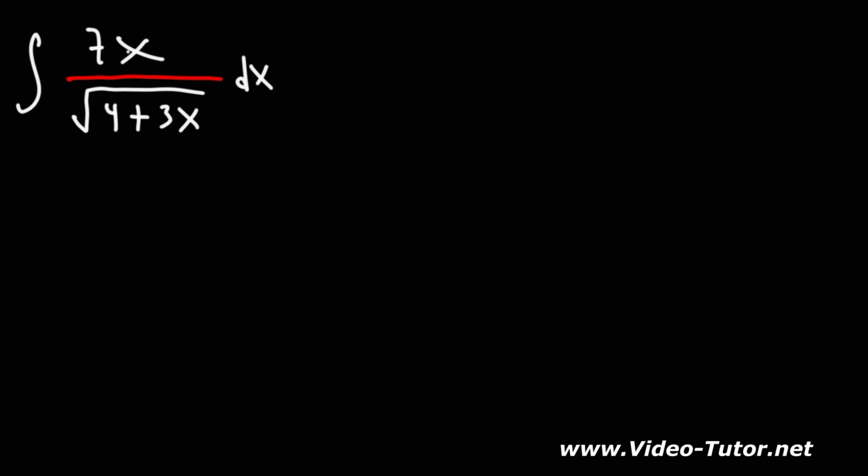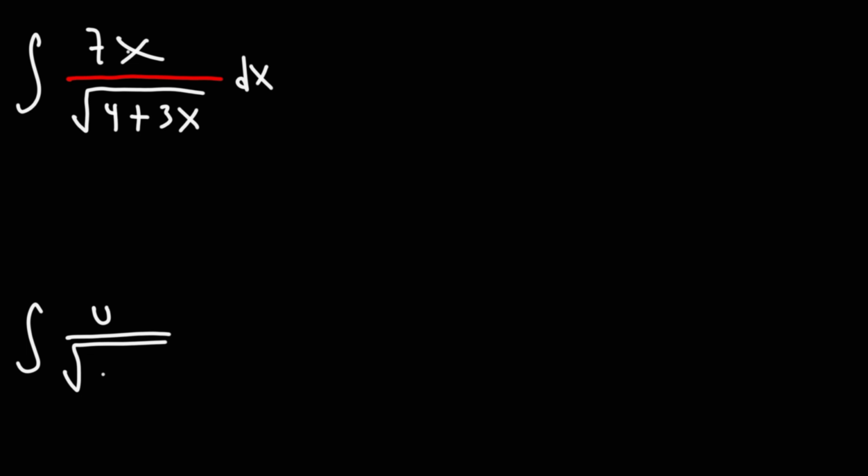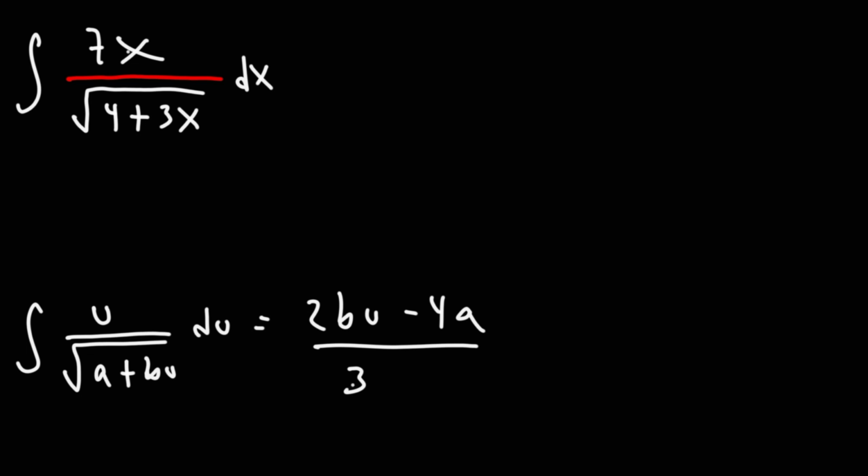So let's use the table of integrals. The formula that we need is this. The integral of u over the square root of a plus bu is this. It's 2bu minus 4a over 3b squared times the square root of a plus bu plus c. And once again, I recommend checking out that formula sheet, which will have these formulas in addition to other integration formulas that you'll find useful.